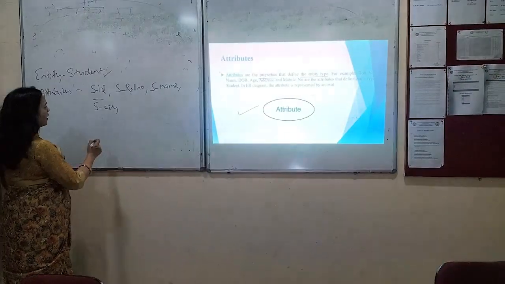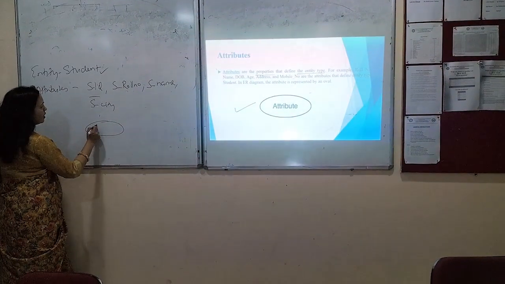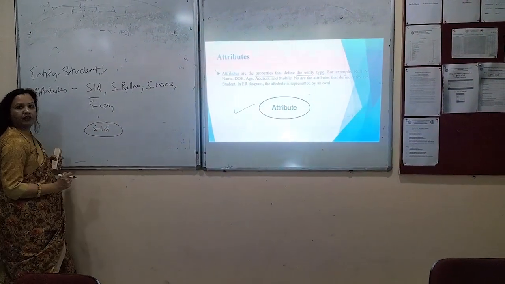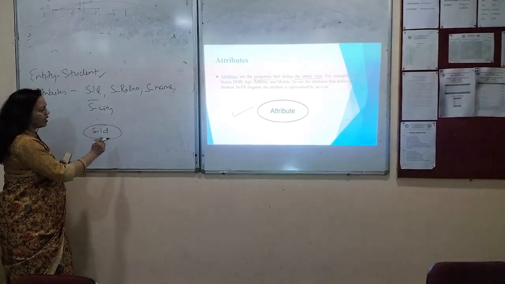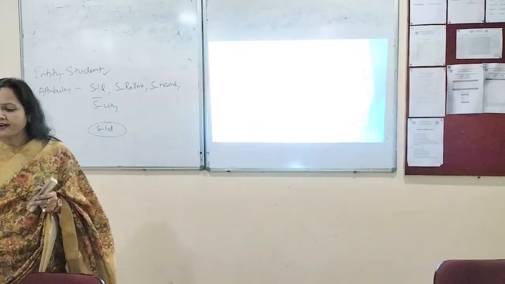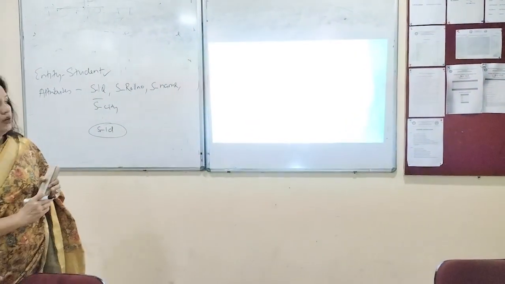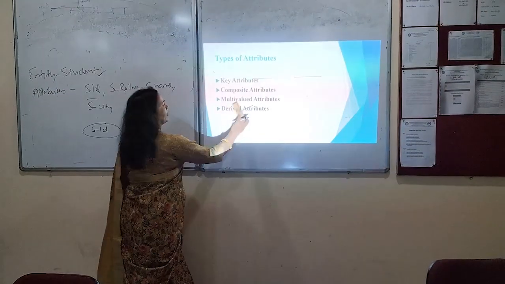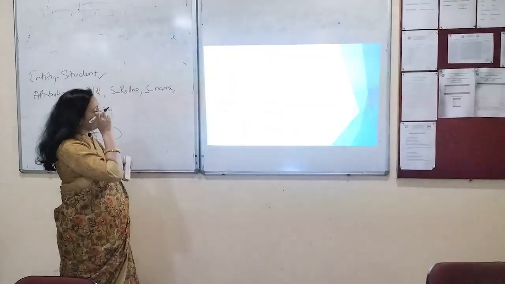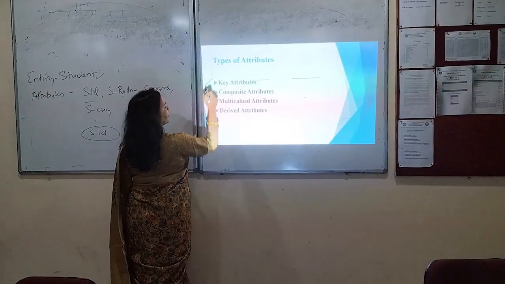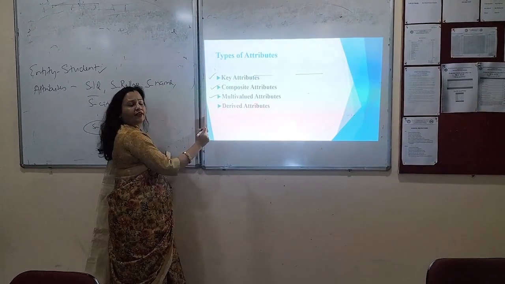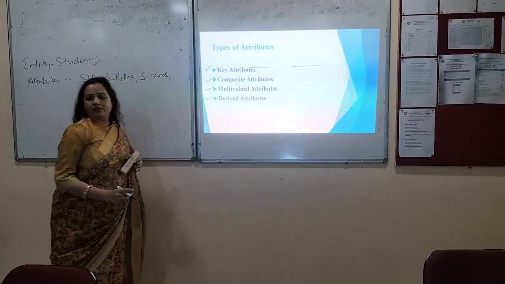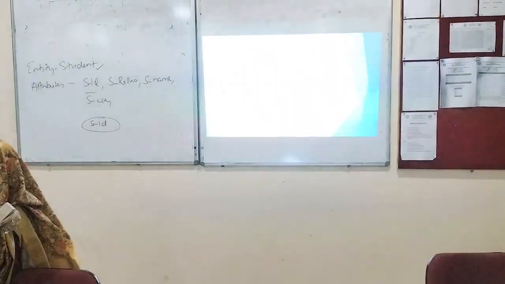This is the way to represent an entity, right? Sorry, attribute. An attribute is represented in the form of an oval in the ER diagram. Now, there are different types of attributes we have in an ERD diagram: key attributes, composite attributes, multi-valued attributes, and derived attributes. We will see each of them one by one.